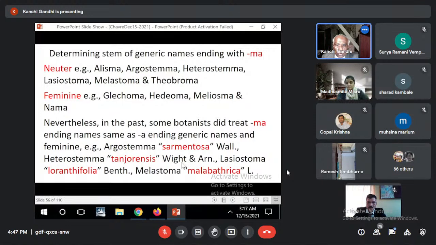Wight and Arnott, two other British botanists, wrote Heterostema tanguarensis, feminine. Lasiostoma loranthifolia, feminine, by Delta. Melastoma malabathricum, feminine, by Linnaeus. So all these very eminent botanists, by our present standards, made a mistake.